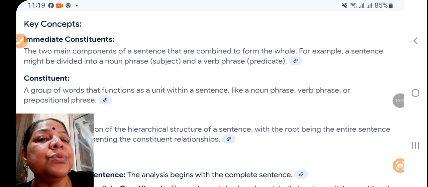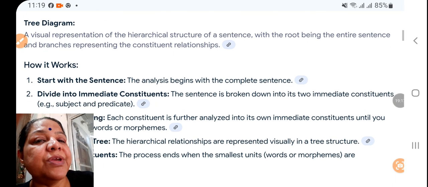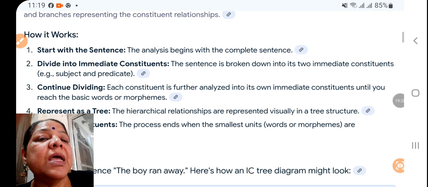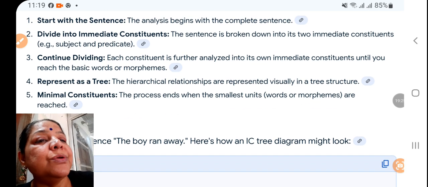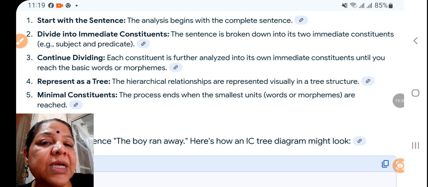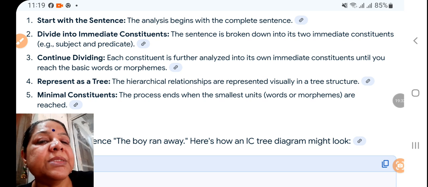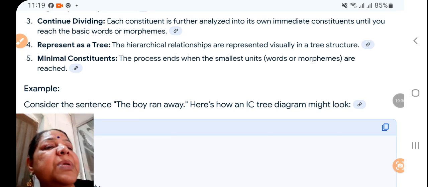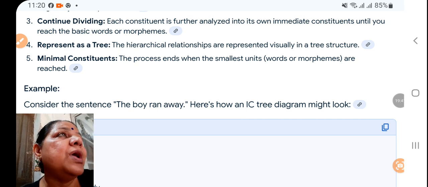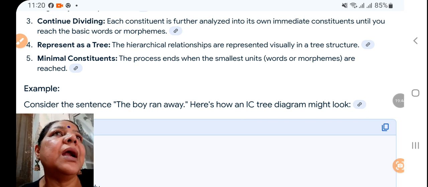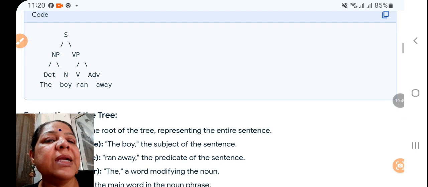Then we come to know, we discussed what a constituent is, what a tree diagram is, and how it works. We start from the sentence, then divide it into immediate constituents, then the division is continued up to morphemes or basic words, right? Minimal constituents means the process ends when the smallest units are reached. So we have to cut the tree up to the smallest units, right?